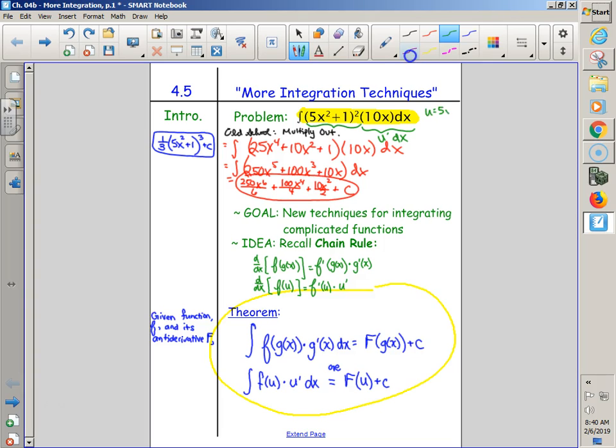U is equal to 5x squared plus 1. U prime would equal 10x. So 10x was just the u prime for a u that was 5x squared plus 1. What can I do if I rewrite this guy as an f of u times u prime dx? I could rewrite it as u squared times u prime dx. Do you guys see why I put my answer as 1/3 u cubed plus c?